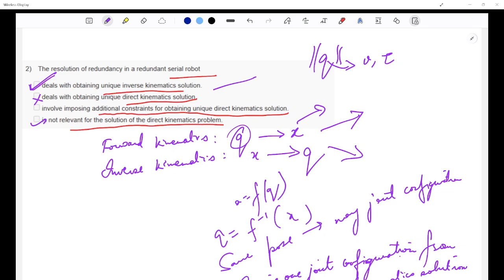Okay, for option C, it involves imposing additional constraints for obtaining a unique direct kinematic solution. So again, forward kinematics is already unique. Additional constraints are only used for inverse kinematics. Therefore, it is incorrect.